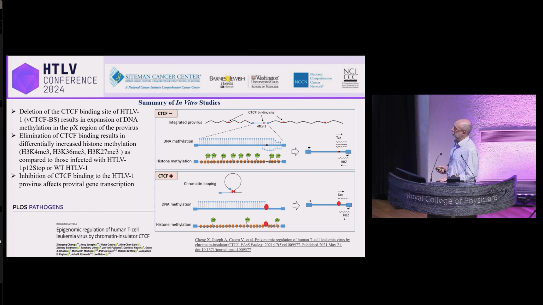By inhibiting CTCF binding to the HTLV-1 provirus, we could see that it actually affected proviral gene transcription. In two-thirds of the single clones carrying a single infectious virus, we could see that shRNA to CTCF increased TAX expression. In one-third of the clones, there was no change with reactivation of HTLV expression. In no cases did we see lower TAX expression when we knocked down CTCF binding.